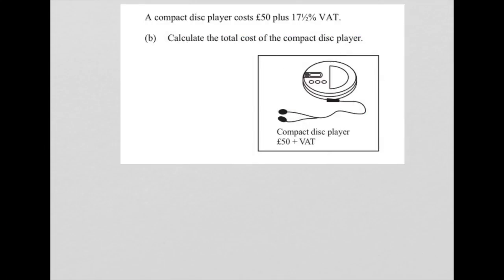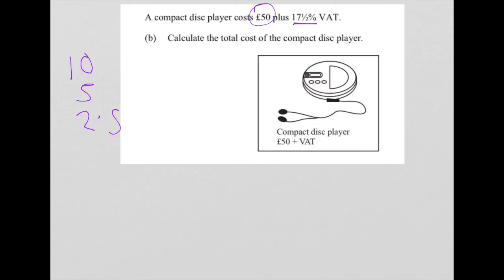Here we have a similar question, and for this one I'm going to show you how to do this without using a calculator. Okay, so the key is that I'm looking at this 17.5% VAT. Now, 17.5% can be made by looking at 10%, 5%, and then 2.5%. And my original total, as you can see in this question, is £50.